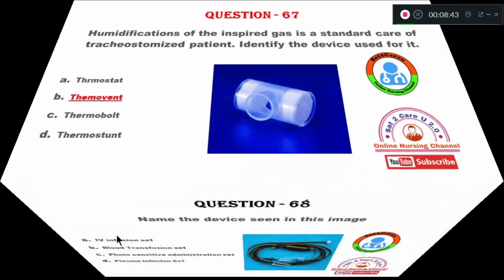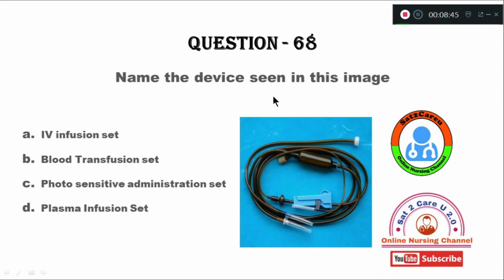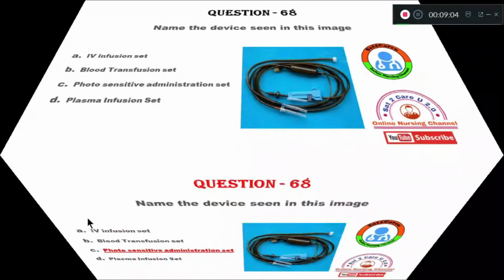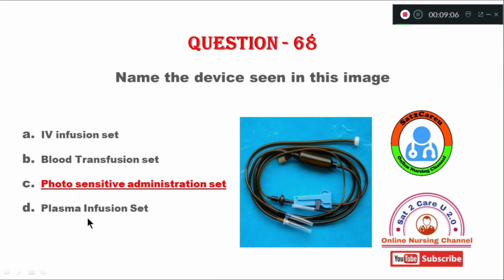Now move on to question number 68. Name the device which you are seeing in the image. Option A, IV infusion set. Option B, blood transfusion set. Option C, photosensitive administration set. Option D, plasma infusion set. So this device is option C, that is photosensitive administration set.